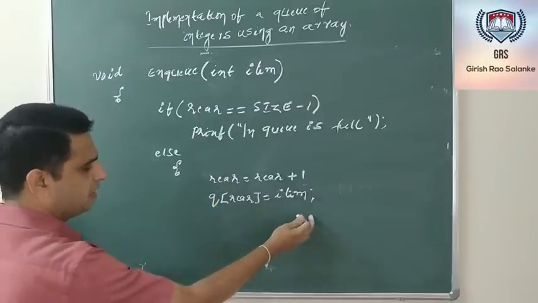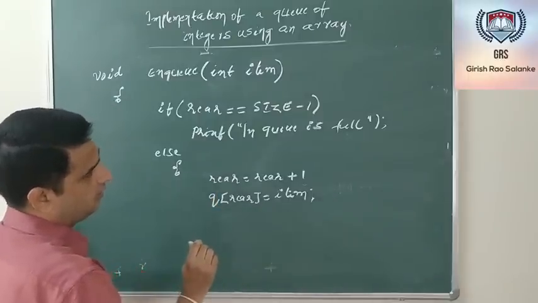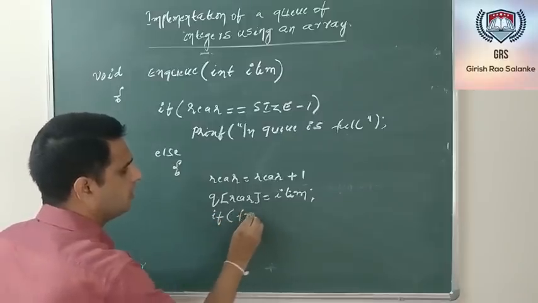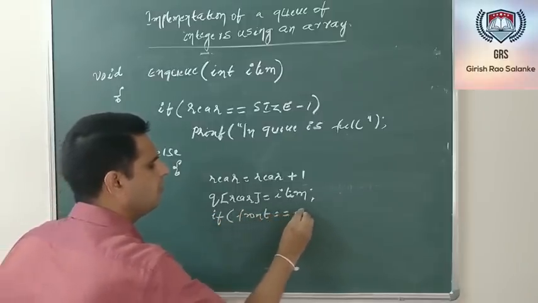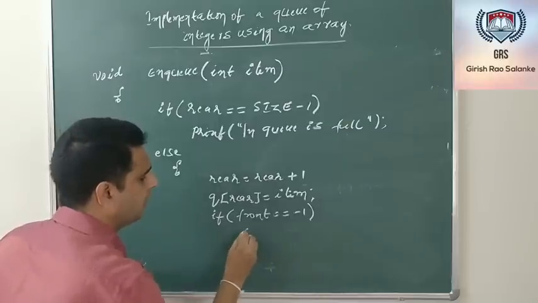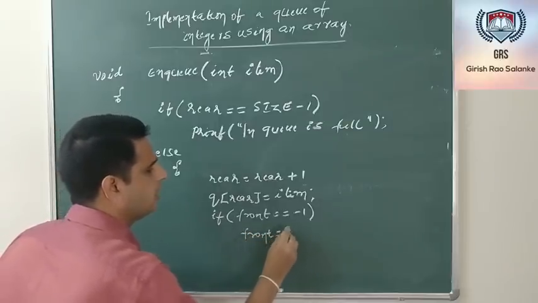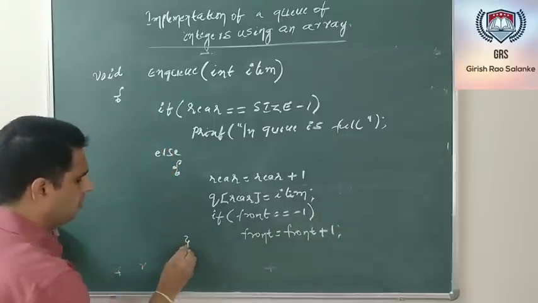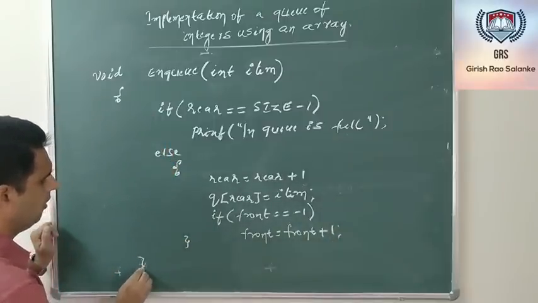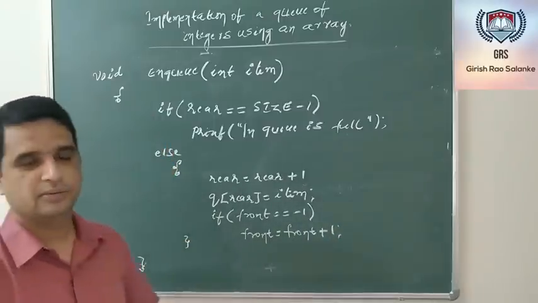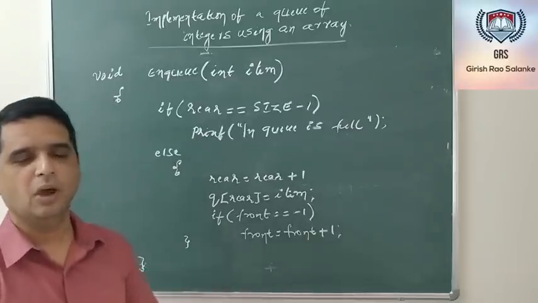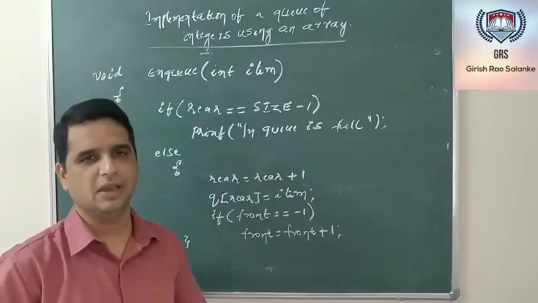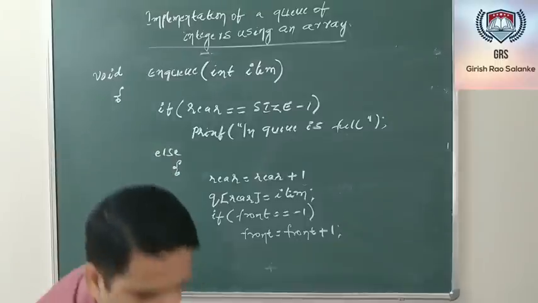Now after performing this, as we are supposed to check in case we are performing the insertion operation for the first time, that is if front is having a value of minus 1, I need to update the front end also. Front is equal to front plus 1. Close your else statement and close your function. Hope this is clear. This is about how to perform the insertion or the NQ operation on an ordinary or a linear queue. Now we'll move on to the deletion operation.